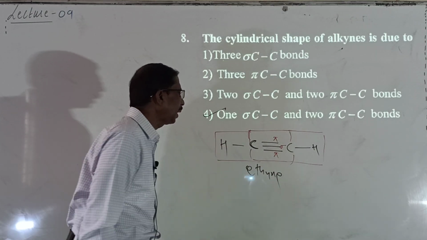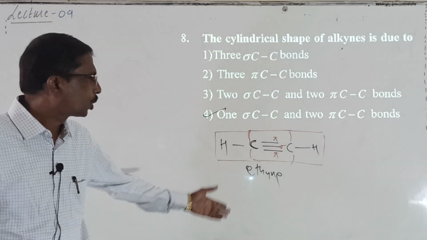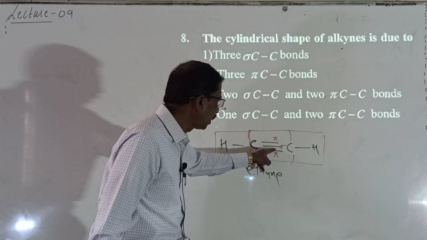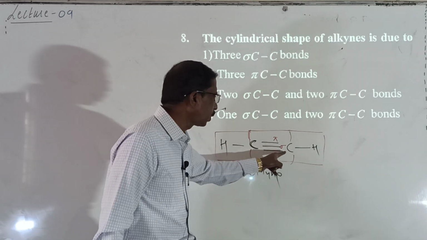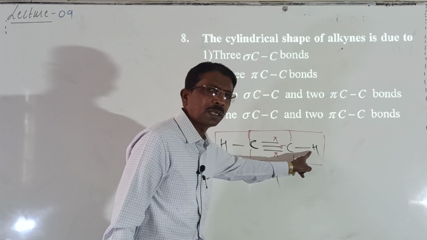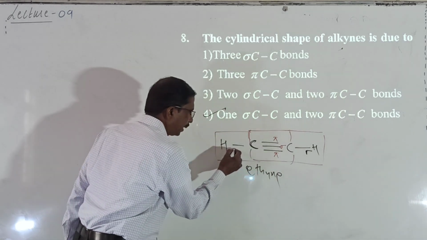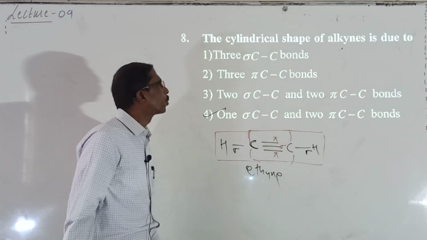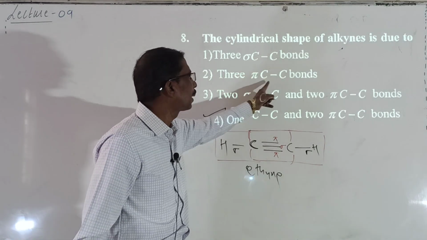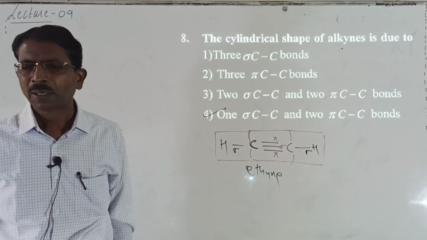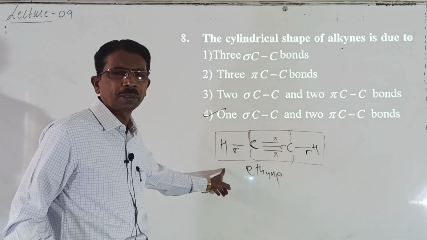So the fourth one is the answer here. I have drawn the structure here. In the structure you come to know that it is a sigma bond, a pi bond, a pi bond. And he only asked about carbon-carbon, not carbon and hydrogen. If we asked about carbon and hydrogen, again it is a sigma bond. So the cylindrical shape of alkyne is due to the 3 carbon-carbon bonds only. So it is the answer here. It is the cylindrical shape, meaning linear.